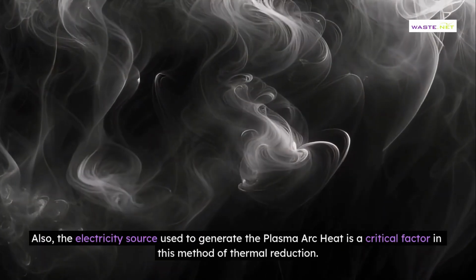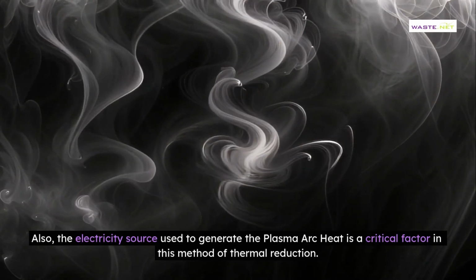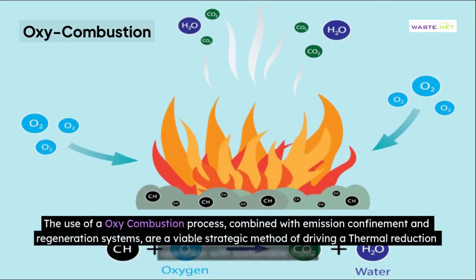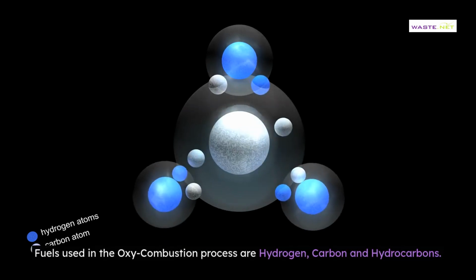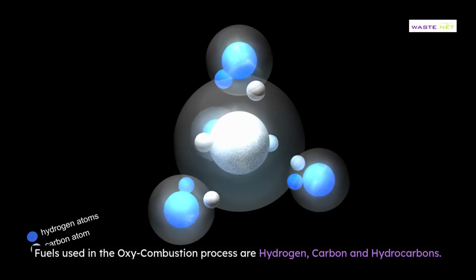Also, the electricity source used to generate the plasma arc heat is a critical factor in this method of thermal reduction. The use of an oxy-combustion process, combined with emission confinement and regeneration systems, is a viable strategic method of driving a thermal reduction operation with sustainable fuels. Fuels used in the oxy-combustion process are hydrogen, carbon, and hydrocarbons.